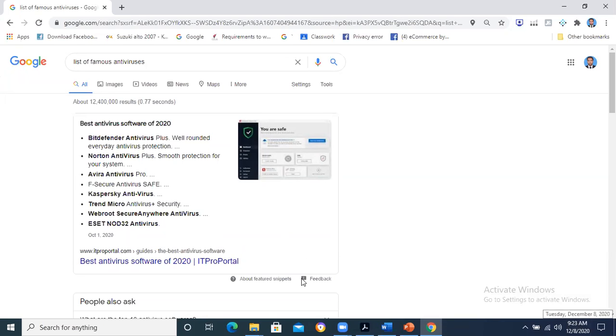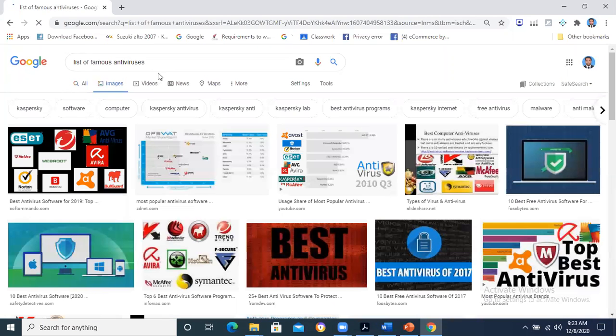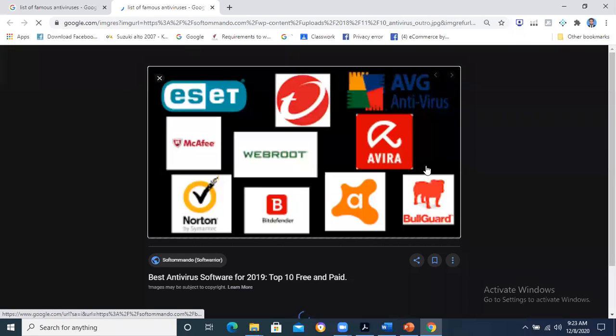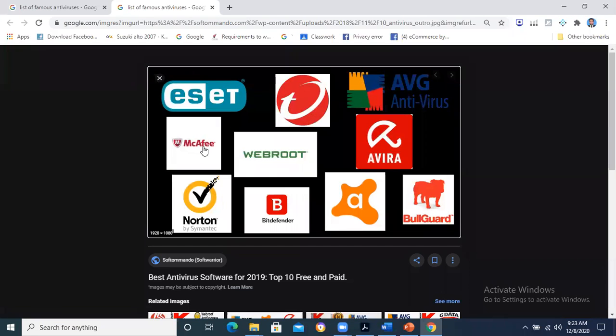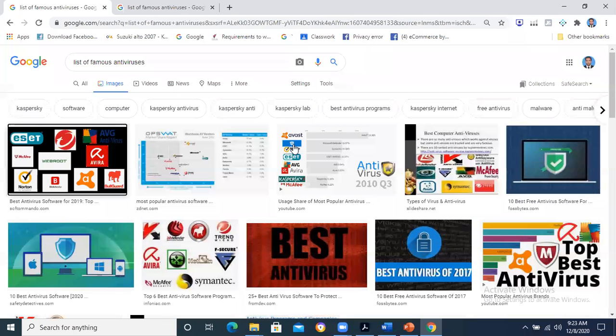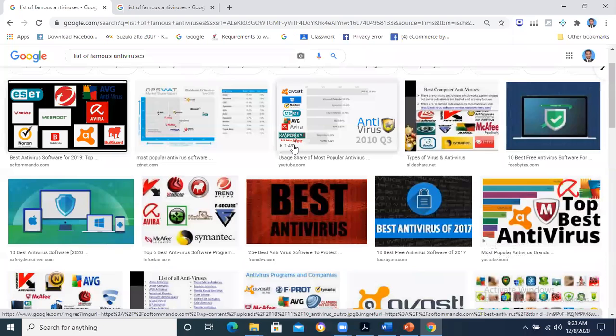Malwarebytes, different types are there. If you click on the images, you will find their logos. You can see over here the logos of different antiviruses. McAfee is a famous one. Webroot, Avira. Avira is a famous one, with the symbol of an umbrella. AVG is a famous antivirus. Bitdefender, Norton. So you will be able to see that there are a number of antiviruses available.